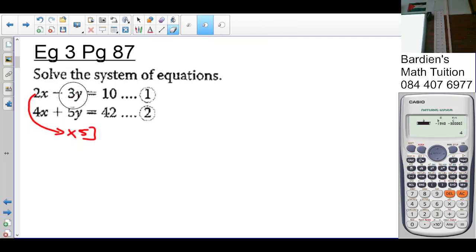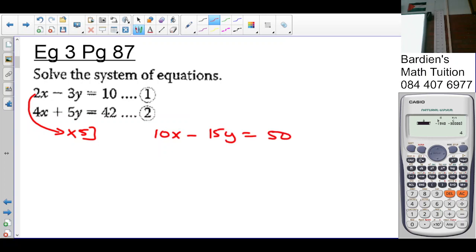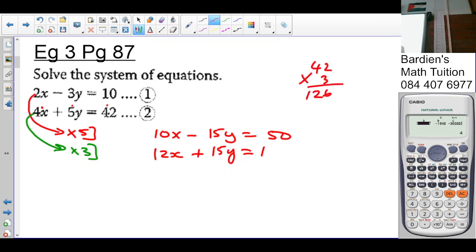So if you multiply this by 5, what do I get? 10x minus 15y equals 50. Okay? This here must be multiplied by what? Times by 3. So what do I get? 12x. Remember, multiply each number by 3. Yeah? 12x plus 15y equals 42 times 3 is 126. Okay? You all agree with that?